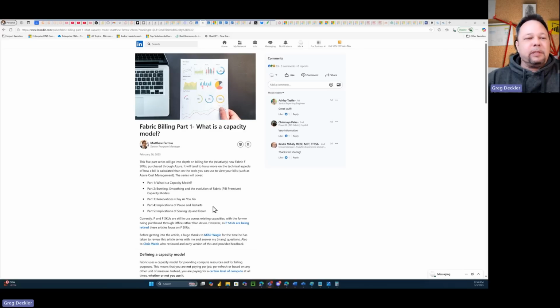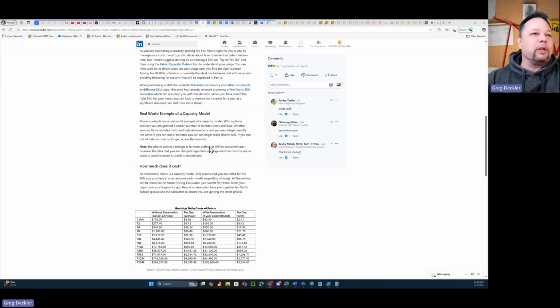As I go through this, it really seems like this is Microsoft's version of loan sharking, to be quite honest. And I'll get into why I think that. But the first article in here is "What is a capacity model?" And so they go through and define it.